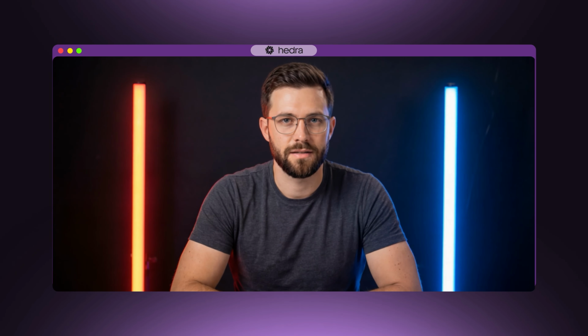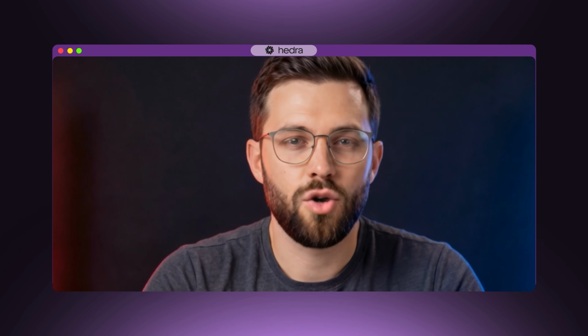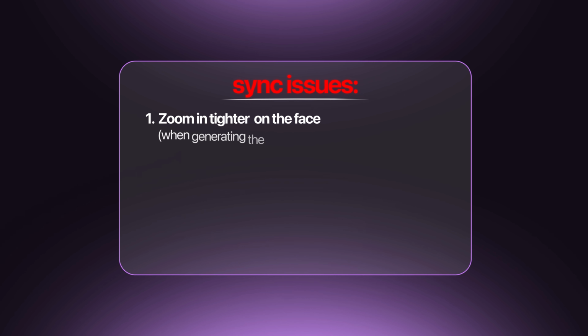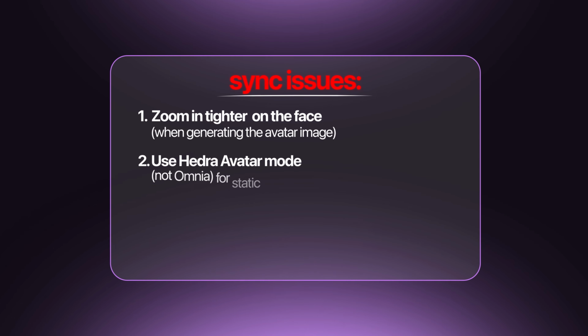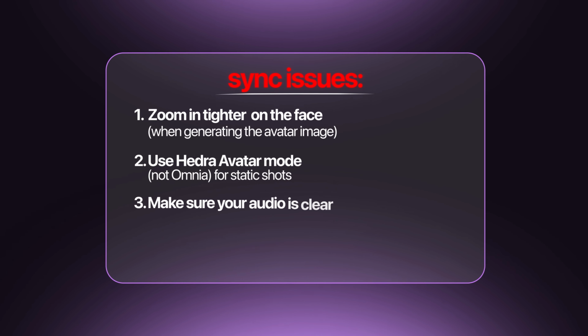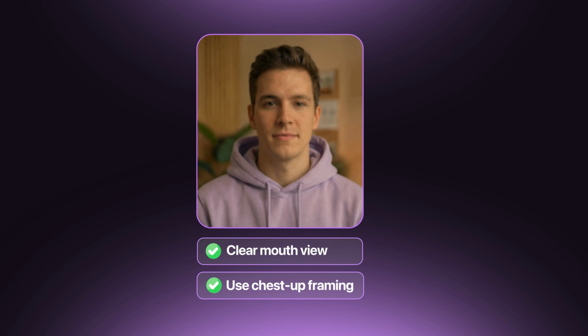Here's the final output. Notice one thing: lips match for every syllable, no floating jaw, natural micro movements. If your first render has sync issues, zoom in tighter on the face when generating the avatar image. Use the Hedra Avatar model, not Omnia, for static shots. Make sure your audio is clear. Mumbling breaks sync. Common mistake: using a wide shot. The AI needs a clear view of the mouth. Zoom in to chest-up framing.